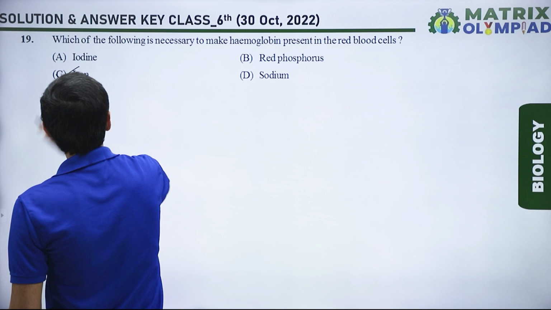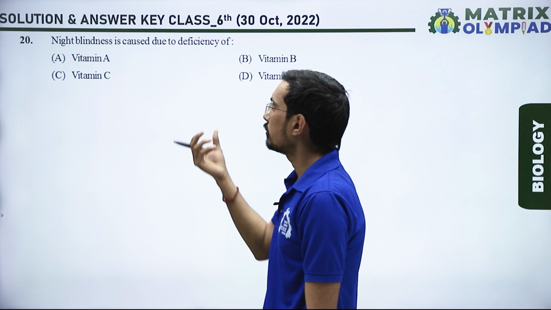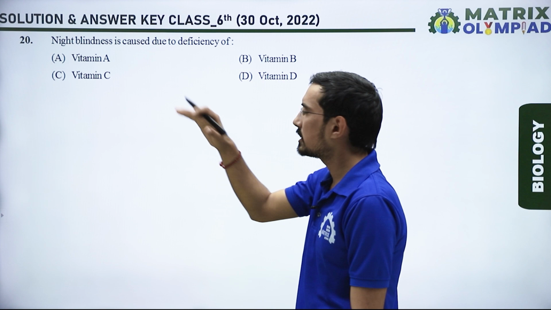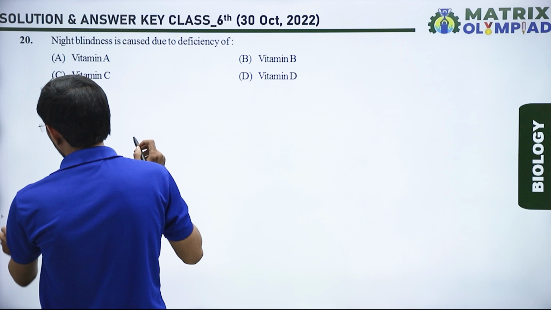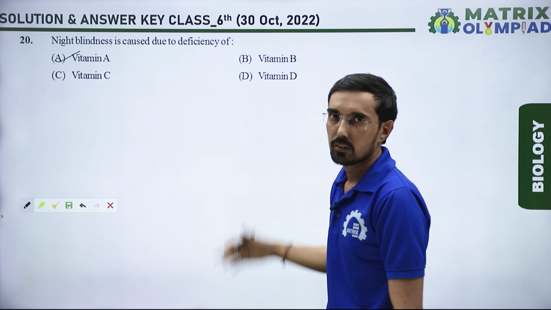Now next question is, night blindness is caused due to the deficiency of. As we all know, night blindness is a deficiency disease which is caused due to vitamin A. Vitamin A, vitamin B, vitamin C and D are the options given in the question. So the correct answer is vitamin A. Vitamin B causes the disease beriberi, vitamin C causes scurvy, and vitamin D causes rickets.